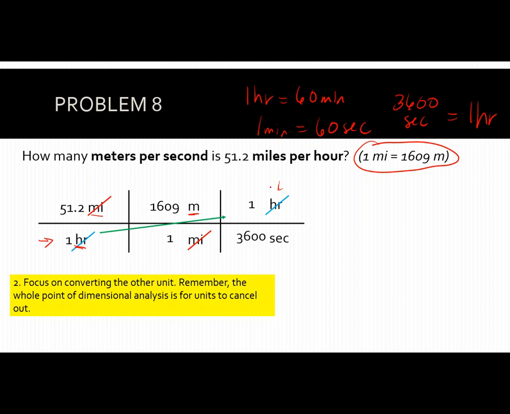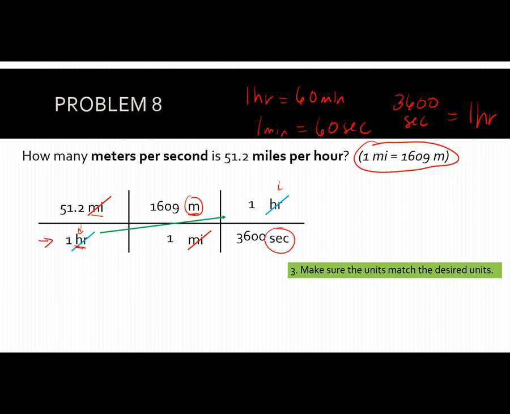So the 1 hour goes on the top, and now it cancels. So we have this one over here canceling with this one over here, and then now we have seconds on the bottom, which is what we want. We want meters on the top, we want seconds on the bottom. So make sure the units match your desired amount, which they do. And you just do the calculation. So multiply, multiply, multiply, multiply, and then divide at the end there. And 3 significant figures to start with, so 3 significant figures in your answer.